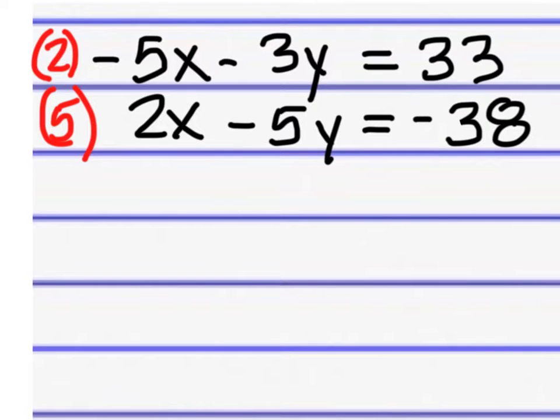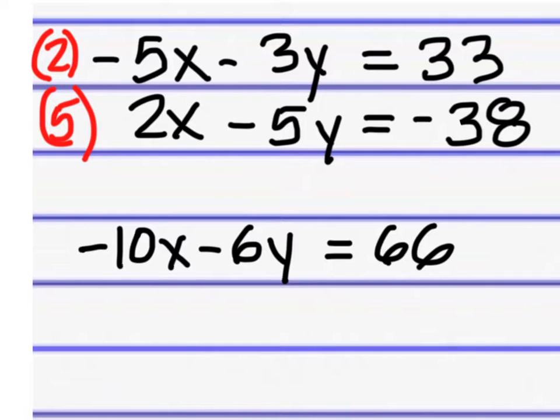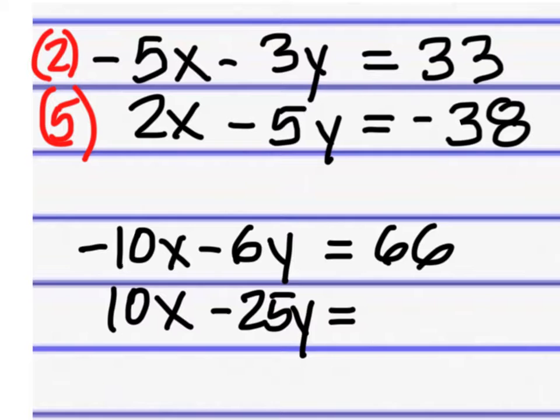We're going to multiply by 2 and 5 because we have a 2 here, and 5 because we have a negative 5 there, but we're not going to use the sign. We're just going to multiply by 5. So when I do that, I end up with negative 10x minus 6y equals 66, and on the bottom, 10x minus 25y equals negative 38 times 5, which is the same thing as negative 150 plus negative 40. So that would be negative 190.